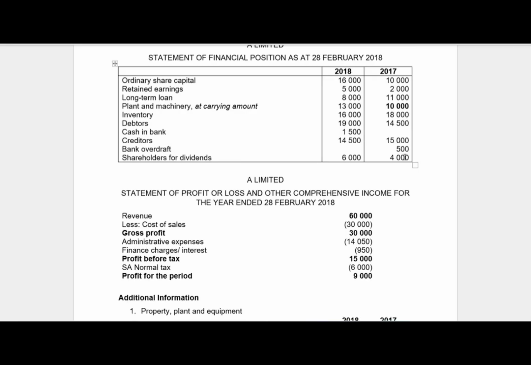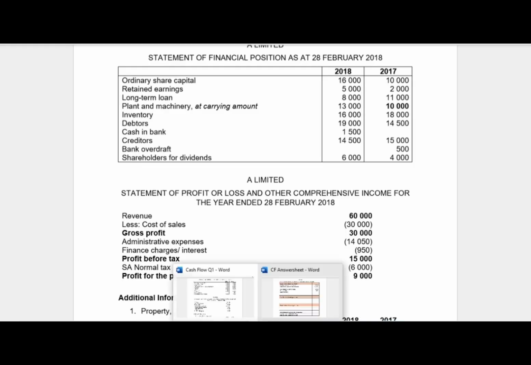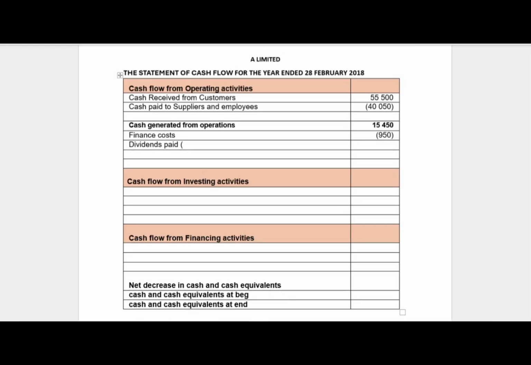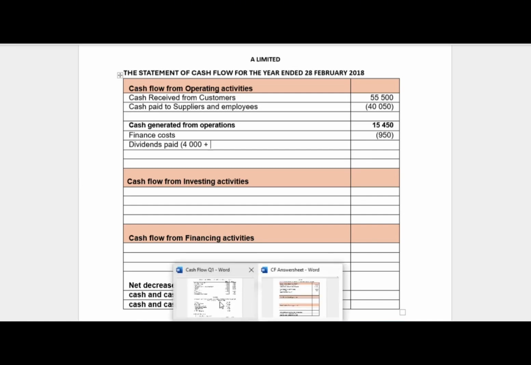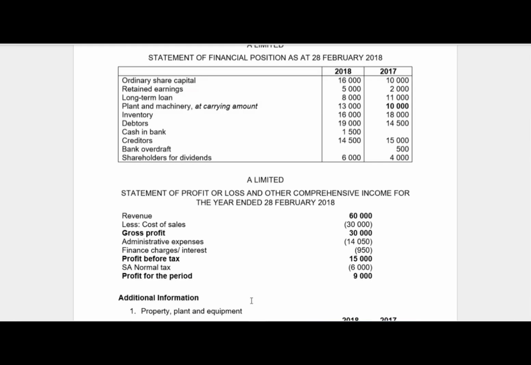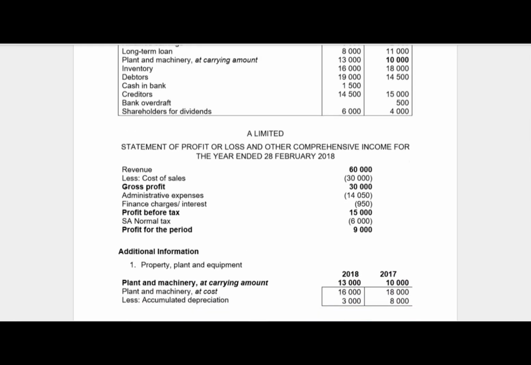So for you to calculate the dividends paid, you're going to say shareholders for dividends at the beginning, which is here, 4,000 rand, right? 4,000 rand. Let's go to our answer sheet. 4,000, right? And then you plus or you add dividends declared during the year. So let's go and look for dividends declared. Dividends declared, I believe it is in the additional information down there.